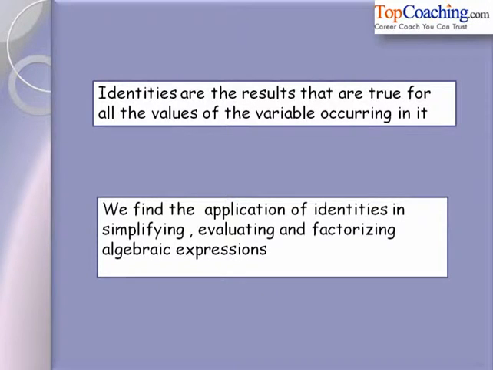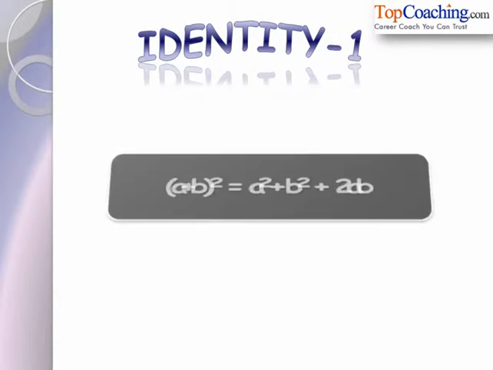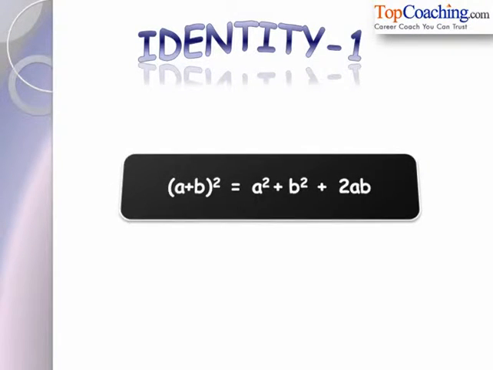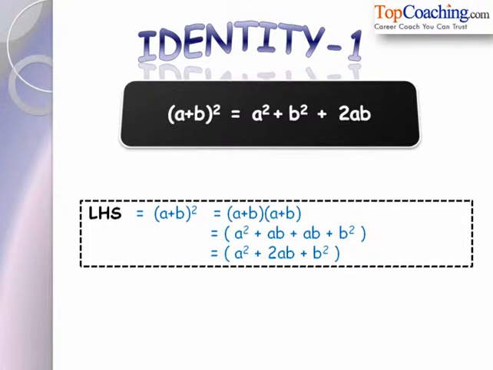them while solving problems. So the first identity is (a + b) whole square is equal to a square plus b square plus 2ab. So once again, (a + b) whole square is equal to a square plus b square plus 2ab. Now, let's see how this identity comes.